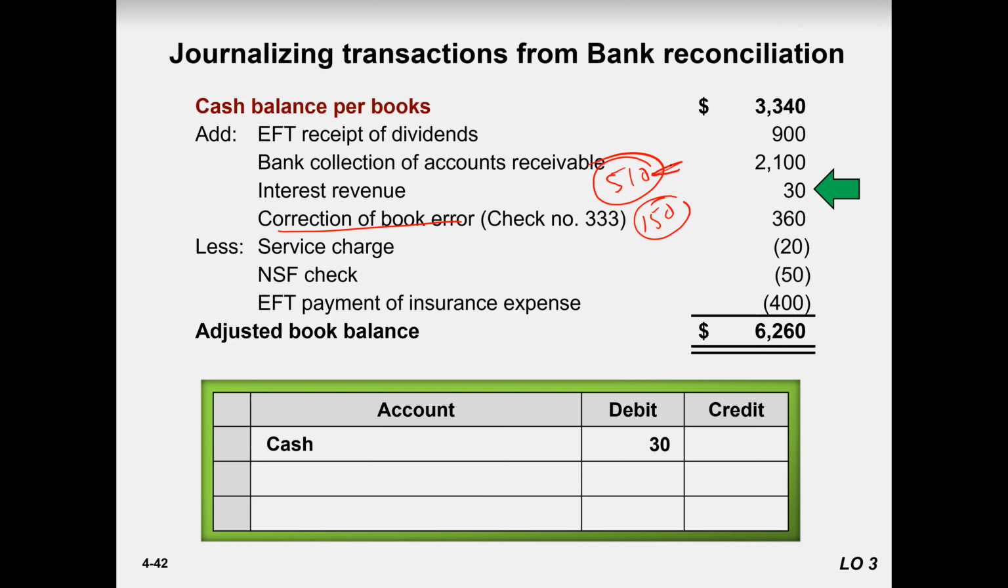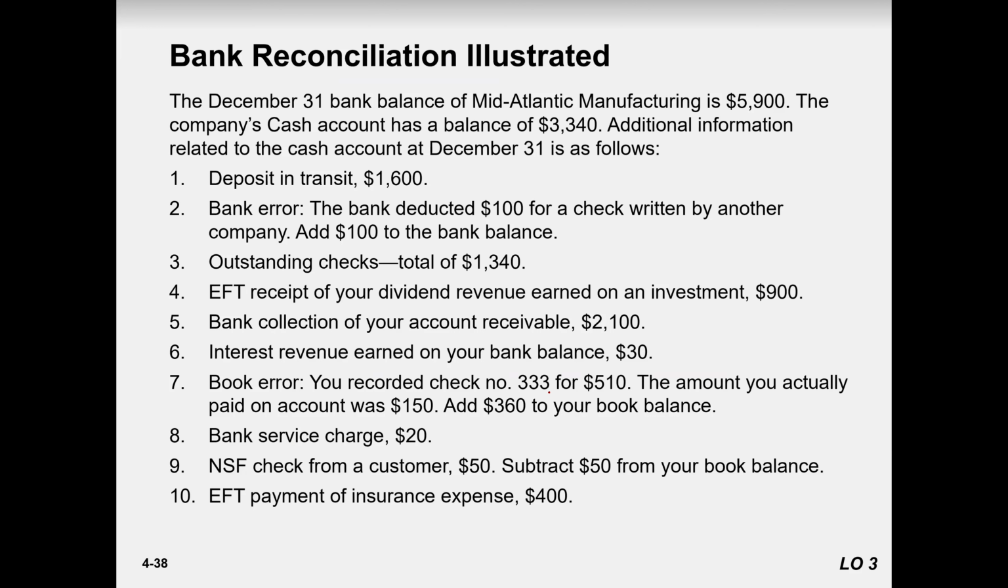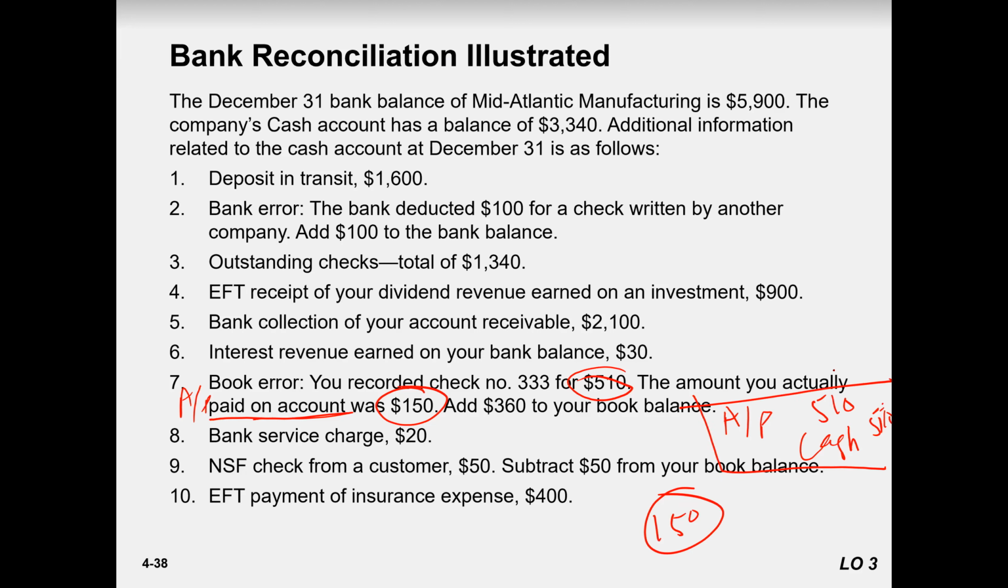The statement is here. You recorded check number for 510, the amount you actually paid on account, which means account payable, 150. So when you record this, you record it as account payable to cash, and you recorded 510. Instead of writing, but on the check, you write it down 150. But mistakenly on the accounting system, on the cash record, you write down this entry. Paid cash 150 on account. So cash decrease, liability also decrease.